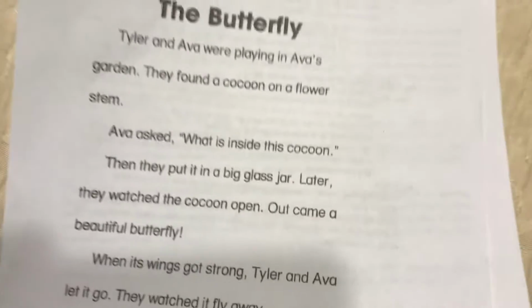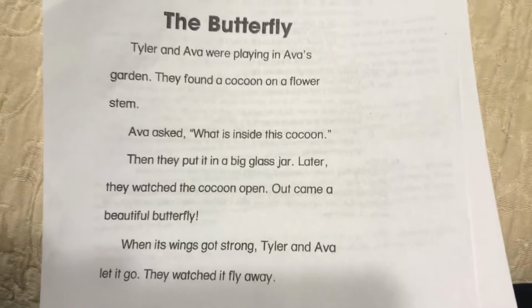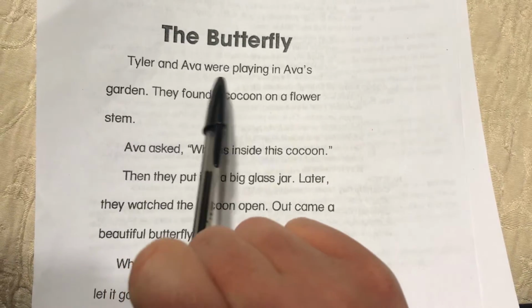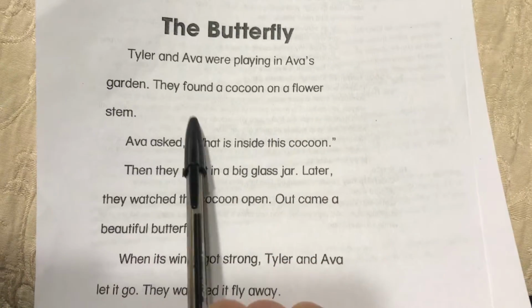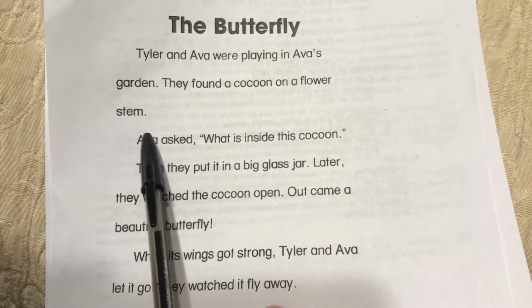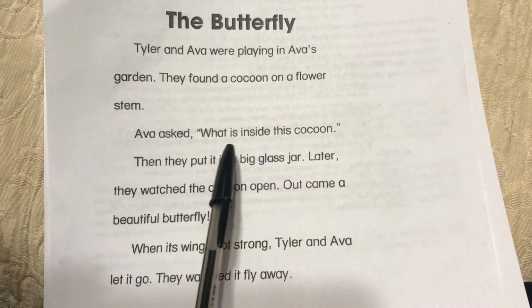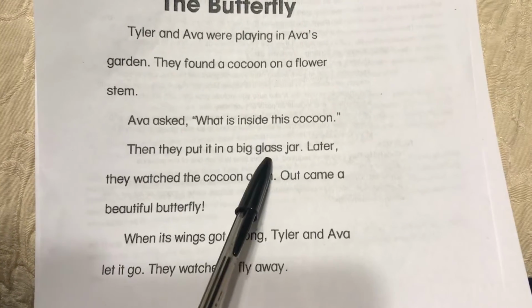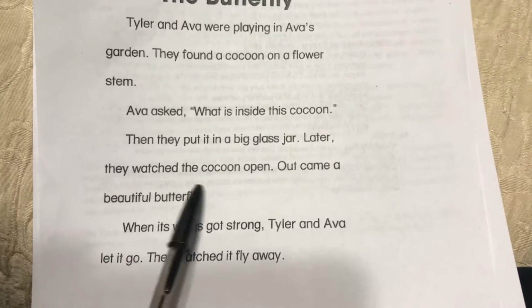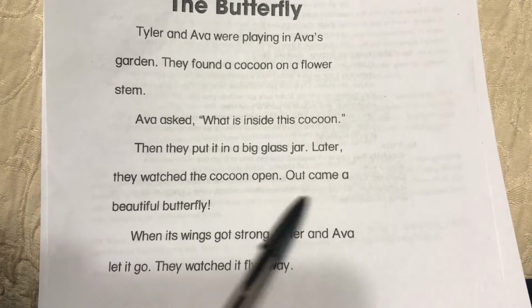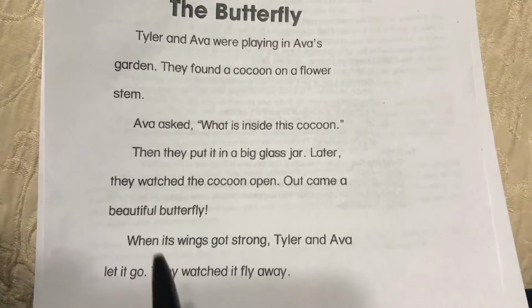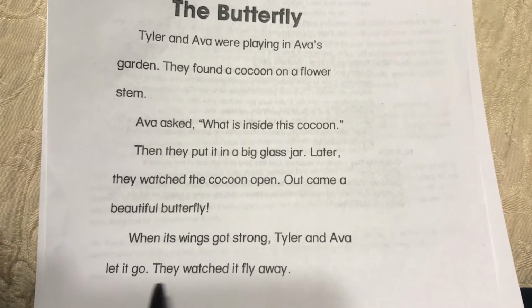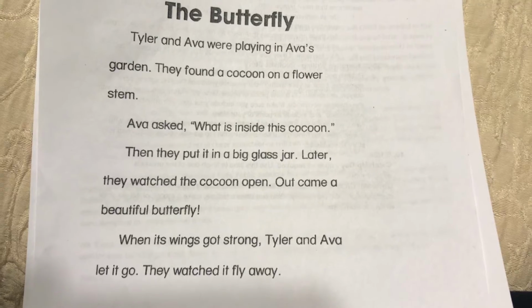Okay, so here's an example story that somebody our age might write called The Butterfly. Tyler and Ava were playing in Ava's garden. They found a cocoon on a flower stem. Ava asked, "What is inside this cocoon?" Then they put it in a big glass jar. Later, they watched the cocoon open. Out came a beautiful butterfly. When its wings got strong, Tyler and Ava let it go. They watched it fly away.